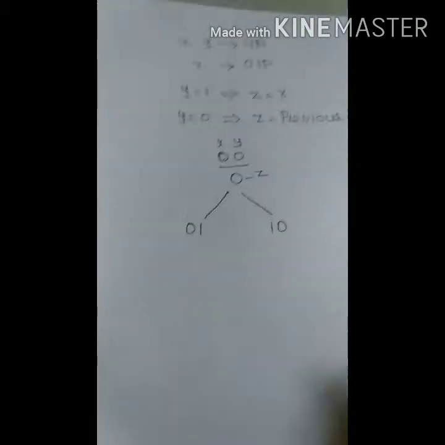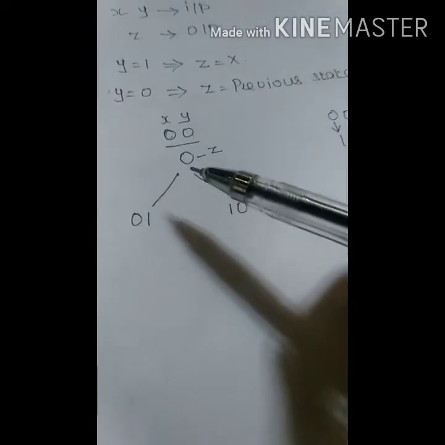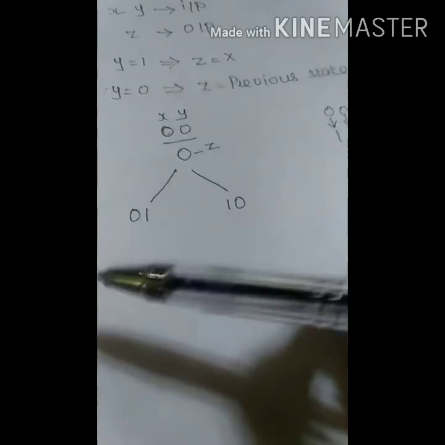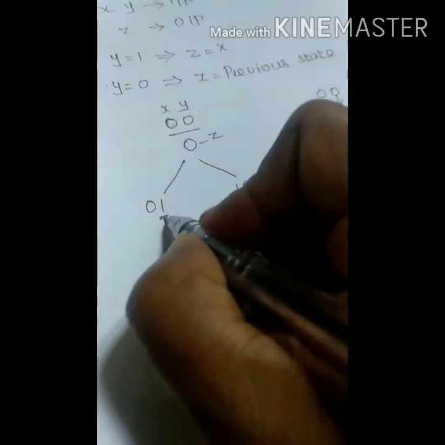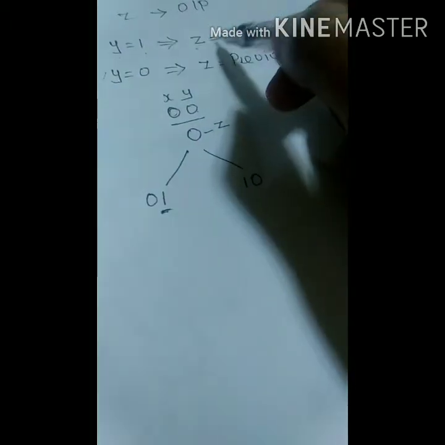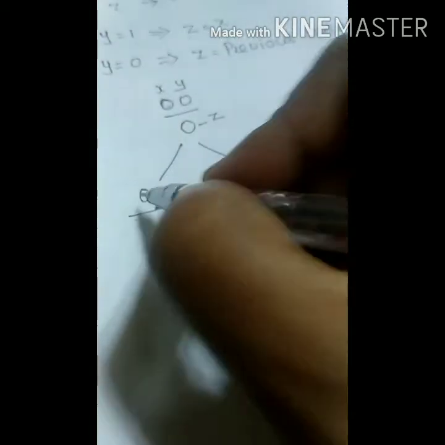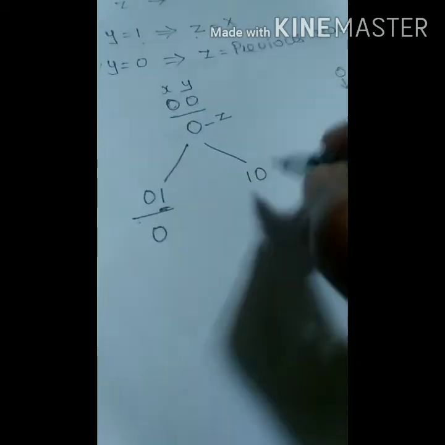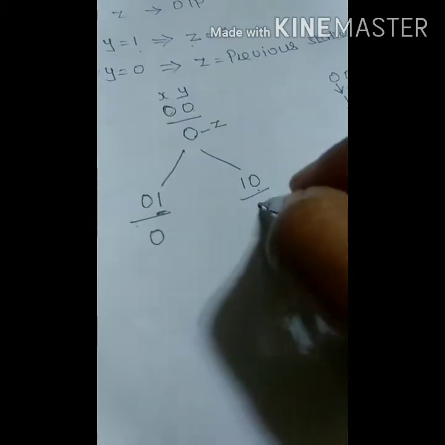Now coming to the problem, only a 1-bit change is allowed in asynchronous sequential circuit design. So 00 can be changed to 01 or either 10. Now check what y is here: 1. Check the condition: if y equal to 1, the output is equal to x. What is x now? 0. Now check y: if it is 0, the previous state output is maintained.